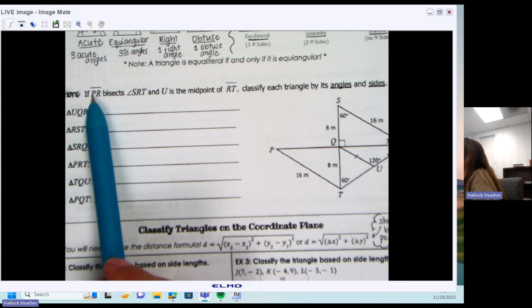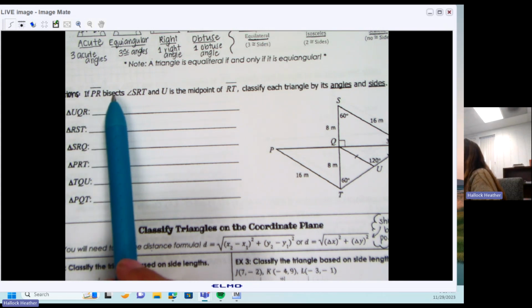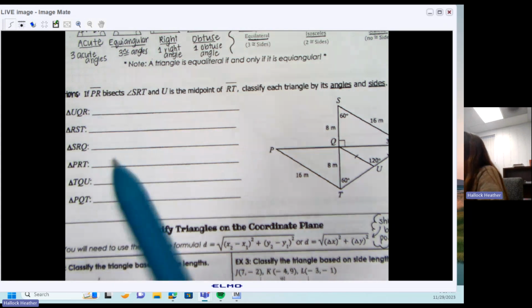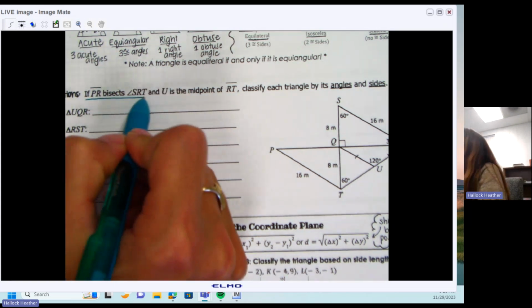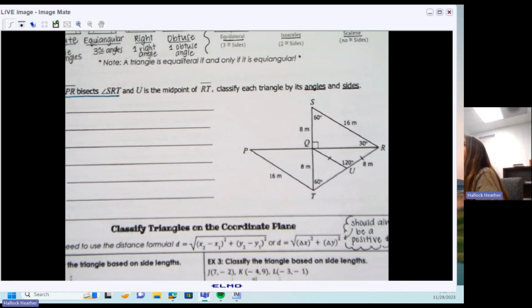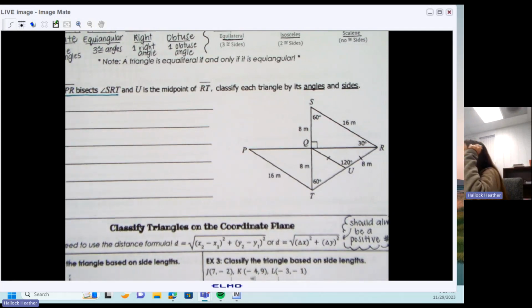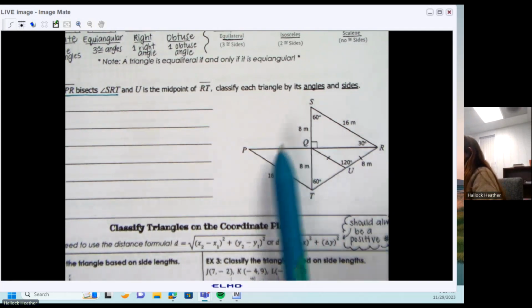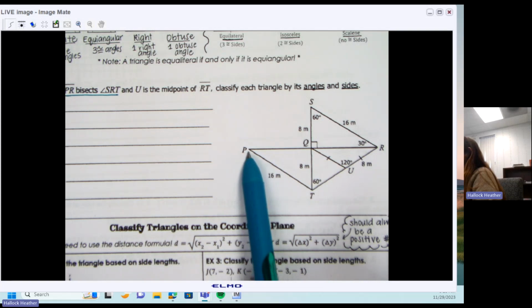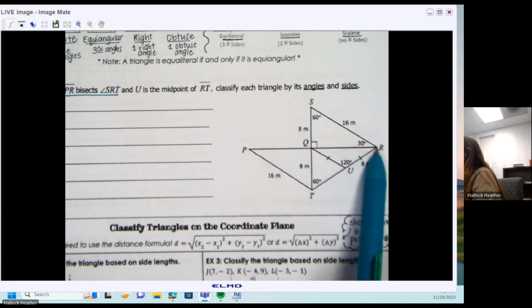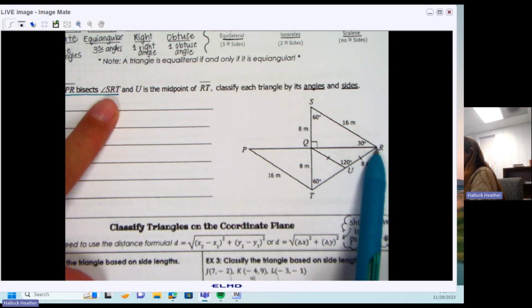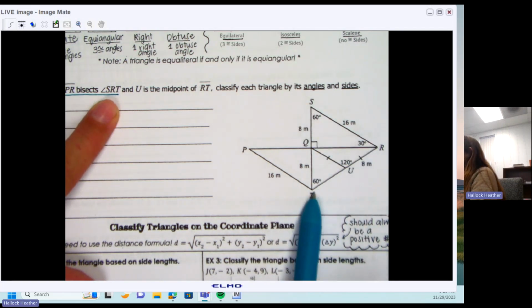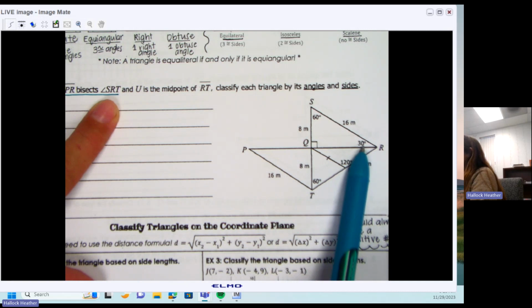It says PR bisects SRT. Bisects means it cuts something in half. So let's add this to our picture. If I find segment PR, PR goes all the way through. It's bisecting angle SRT. Notice above, next to the R, it says 30. Where else can I put a 30 if it's an angle bisector?